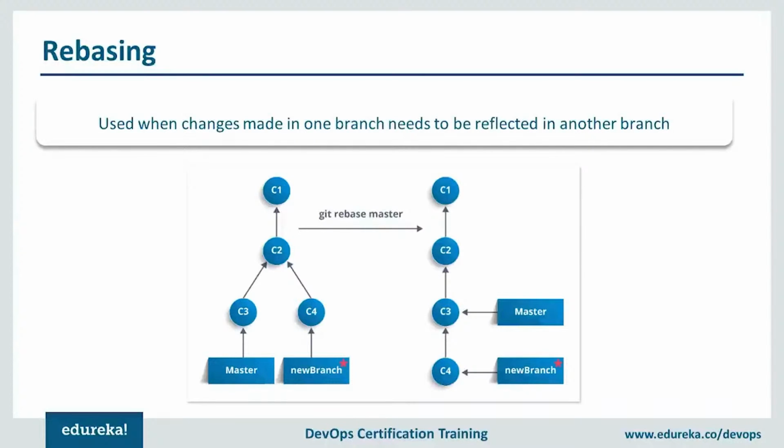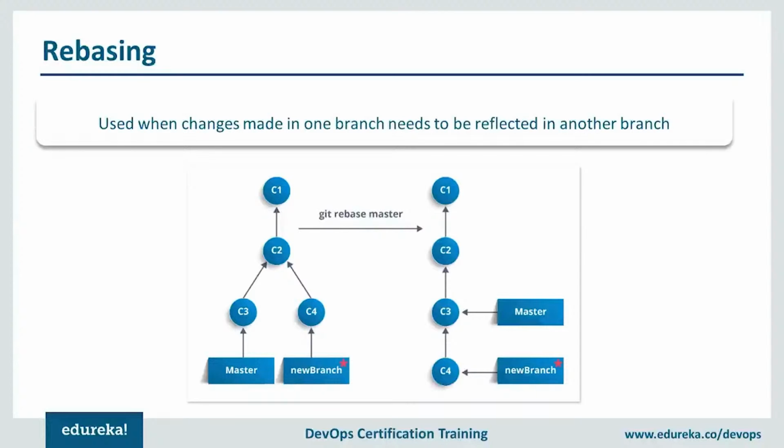Now what does rebasing mean? If you see the workflow diagram here, you've got a master branch and you've got a new branch. When you're rebasing it, instead of creating a merge commit which will have two parent commits, what rebasing does is place the entire commit history of your branch onto the tip of the master.